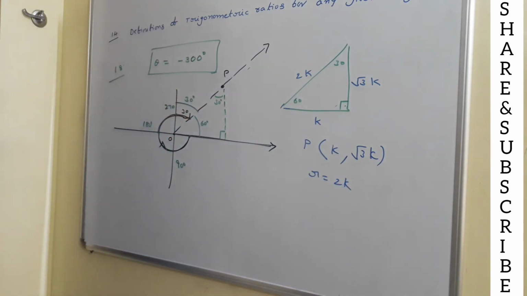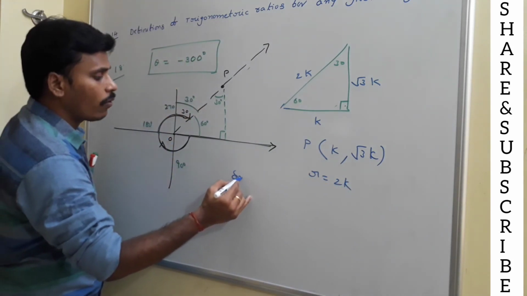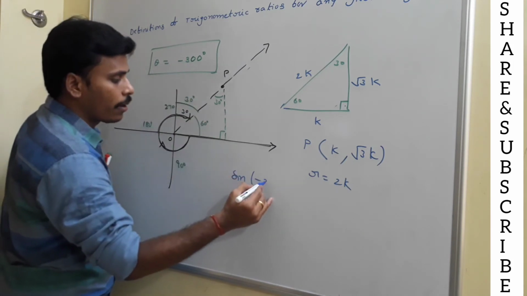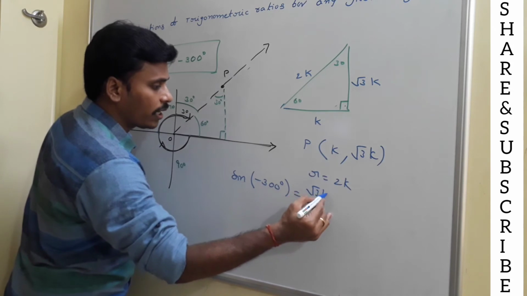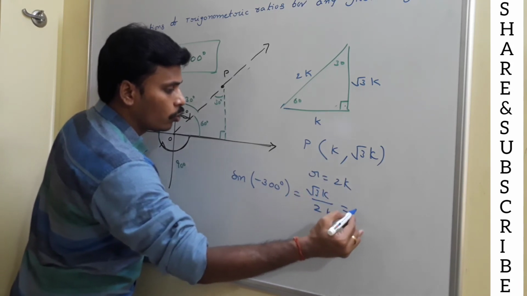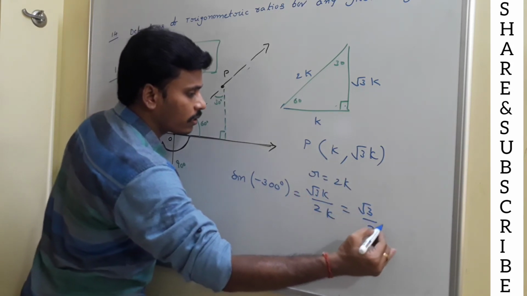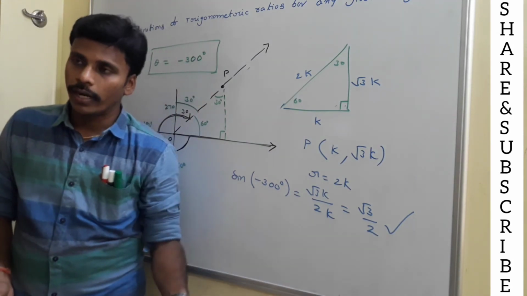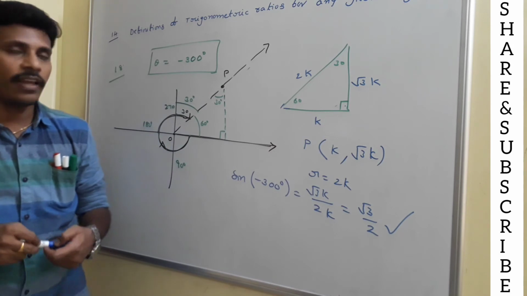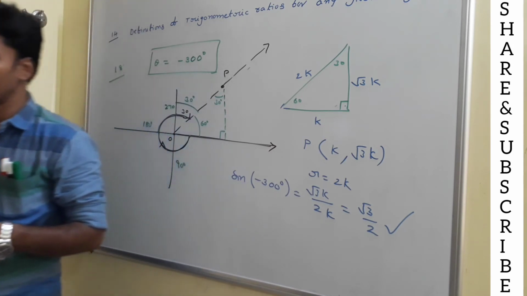And after having all these things, you need to identify the value. Sine of the given angle, sine of minus 300 degrees, is y coordinate root 3k divided by r value 2k, and your answer is minus root 3 by 2. Likewise, you can calculate cos of minus 300 degrees and everything. Just have a look at this.